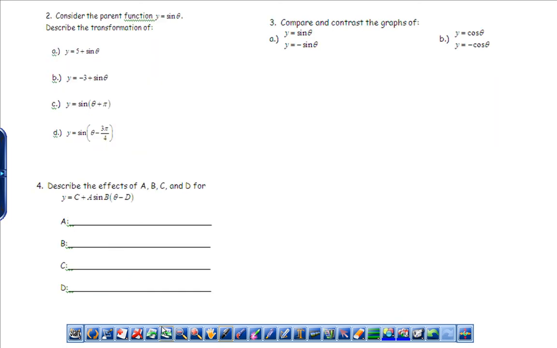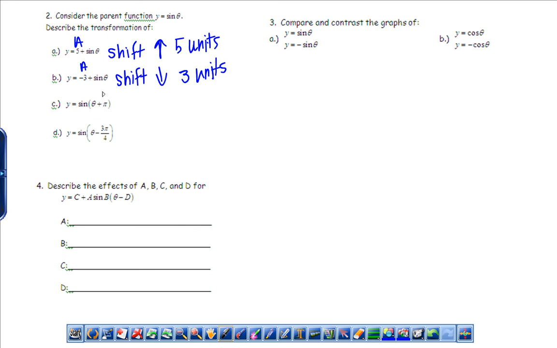Okay, it says consider the parent function, just plain Jane sine of theta. It says describe the transformations. Okay, so if I add an A to the very, very front, what happens to this? I'm going to shift up, and I want you to go ahead and tell me how much. I'm going to shift up 5 units. What happens if I take my A and I subtract it? I'm going to shift down 3 units.